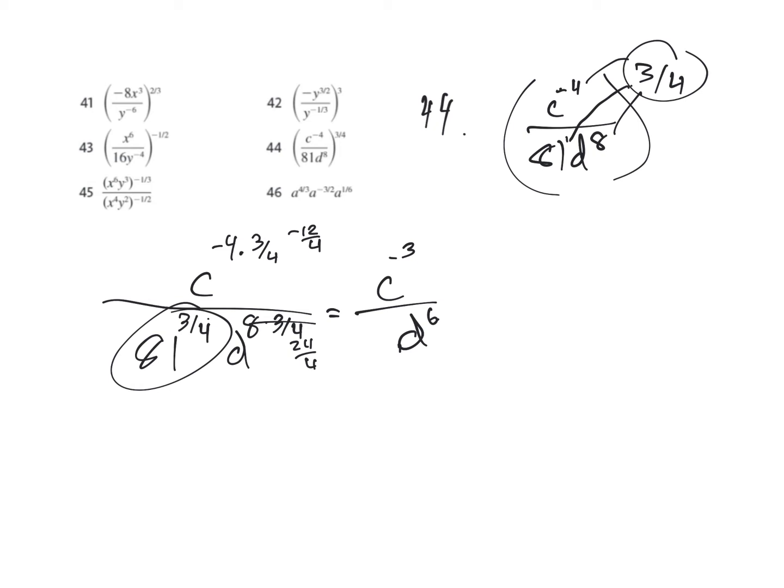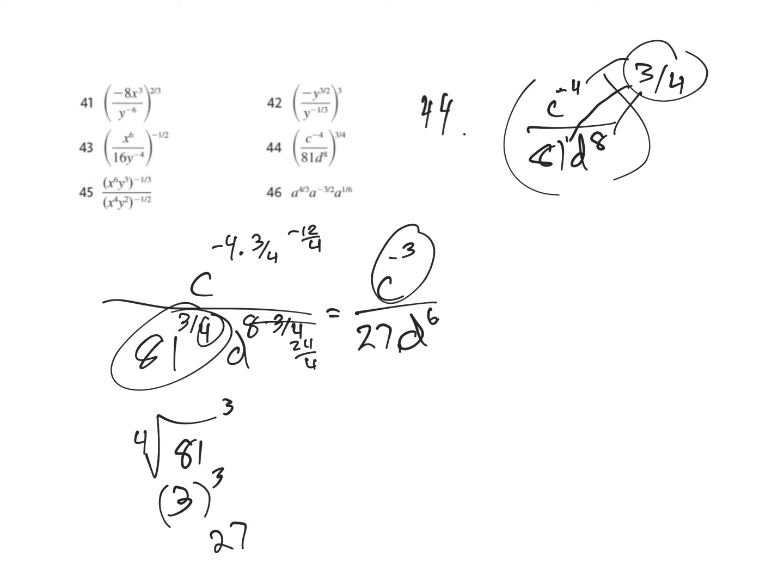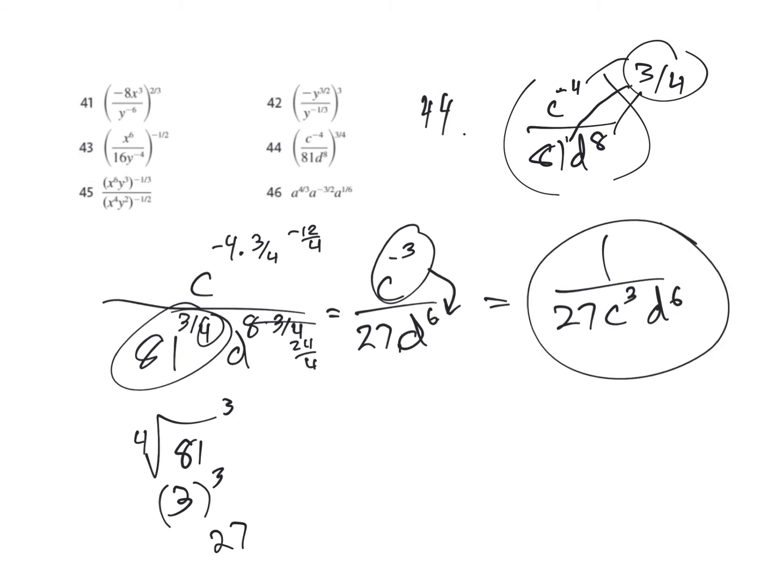81 to the 3/4. Remember, the denominator is your root, so the 4th root of 81. You can go ahead and cube the 81, or you can cube the answer of the 4th root of 81. The 4th root of 81 is 3, raised to the 3rd power, which is 27. Last thing to do is make your exponents positive. 1 over 27 c cubed d to the 6th. Alright, 45.